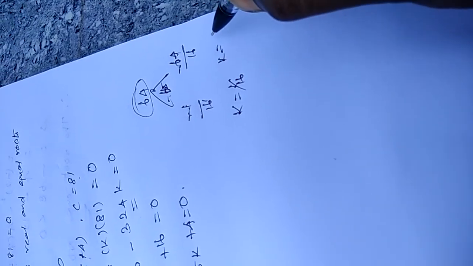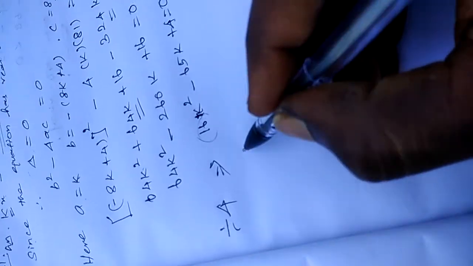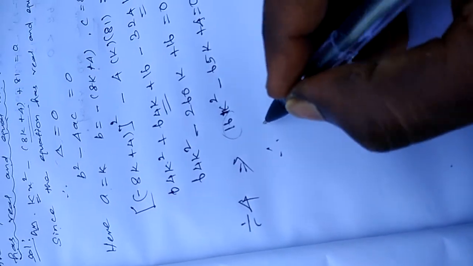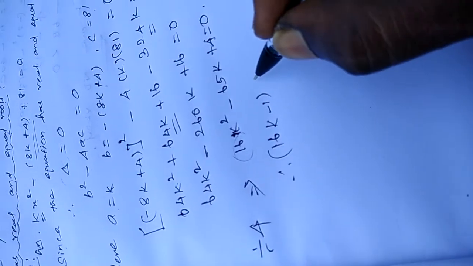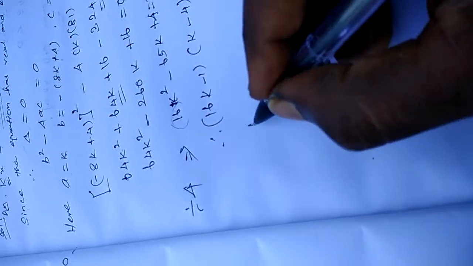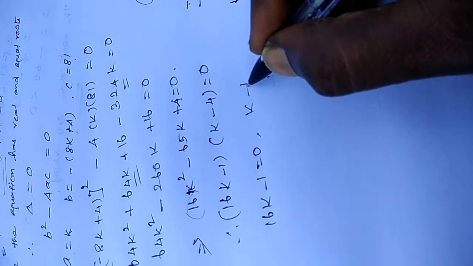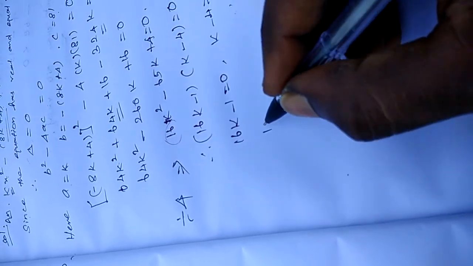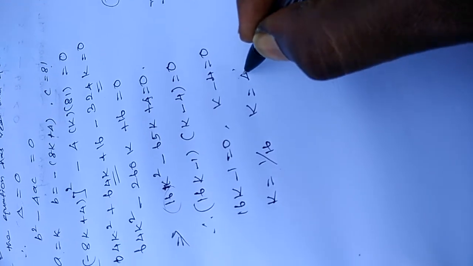Then k is equal to 4, dividing by 4. Therefore, (16k minus 1) times (k minus 4) equal to 0. So 16k minus 1 equal to 0 and k minus 4 equal to 0. So k is equal to 1 by 16 and k is equal to 4.